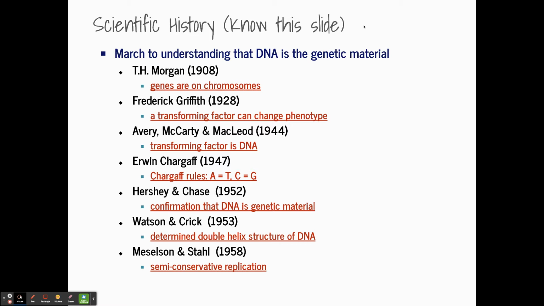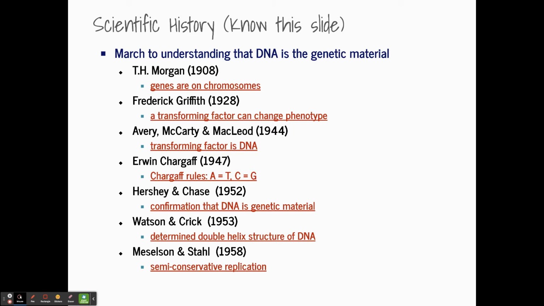All right, a little bit of scientific history. If there's anything you need to know, it should be this slide. It talks about the history of how DNA was discovered. So we just finished learning about genetics. And as we learned in genetics, we knew that chromosomes were being passed from one cell to another. We know the genetic information. But at that time, Mendel didn't understand that it was DNA that was actually being passed from one organism to the next. So the march to understanding that DNA is the genetic material started in 1908.